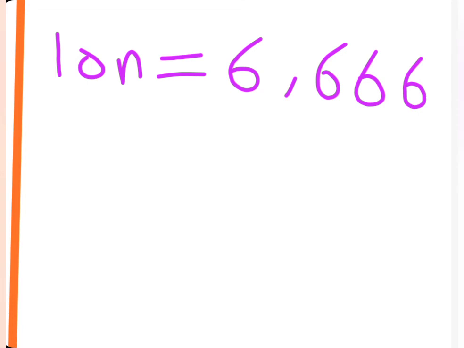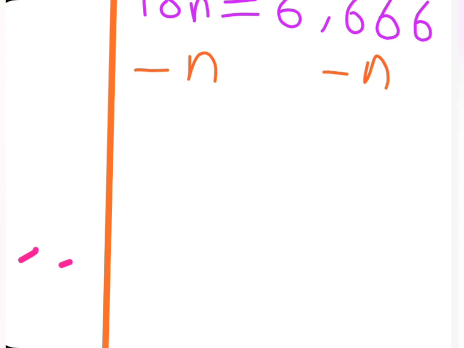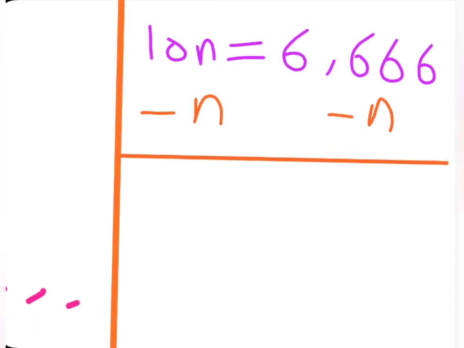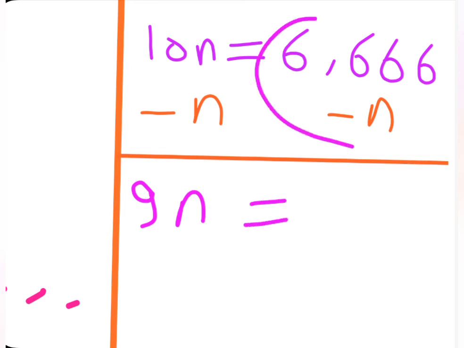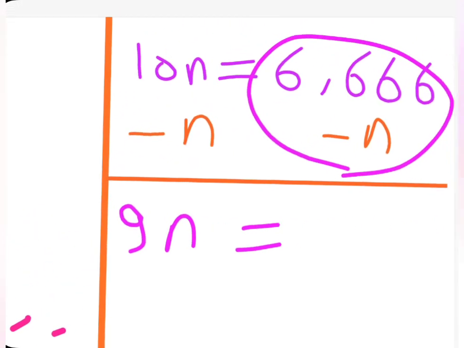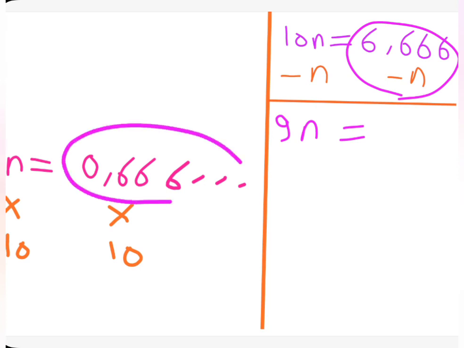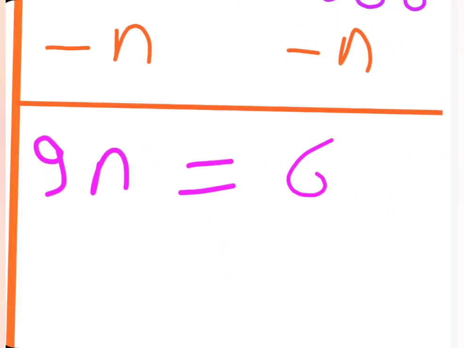Good. The next step is we minus n from both sides. So we say minus n here, minus n here. So the answer will be, very good. Here we have 9n equals, and here 6.666 goes on minus this, which is n, as we said, equals what? Very good, equals 6. So it equals 6.